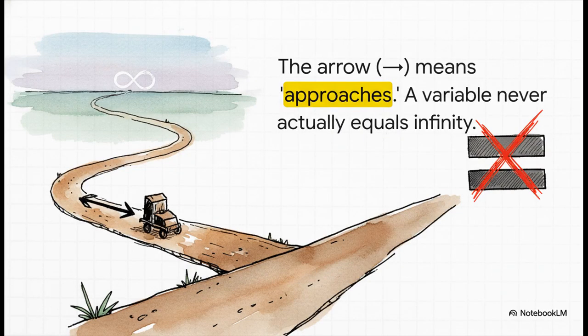And here's another thing, a bit more of a concept pitfall. That little arrow, it doesn't mean equals, it means approaches. You see, infinity isn't a place you can actually get to, it's a direction you travel in forever. The arrow is describing the journey, not the final destination.